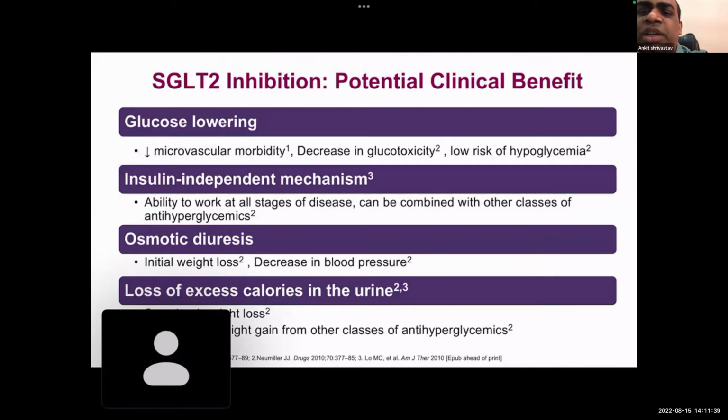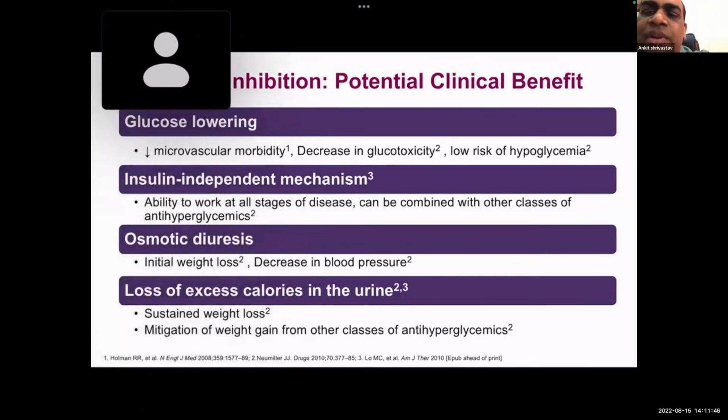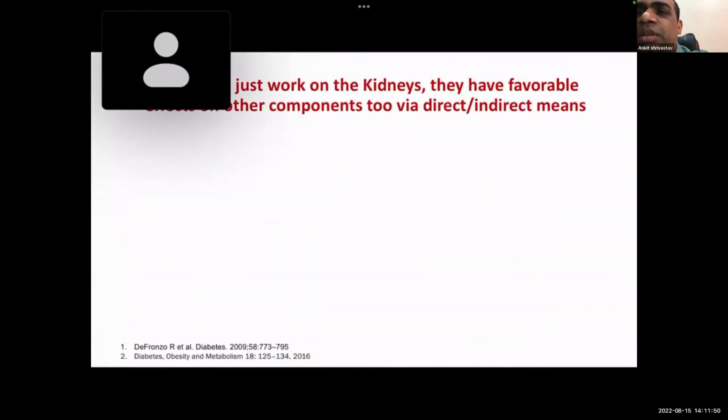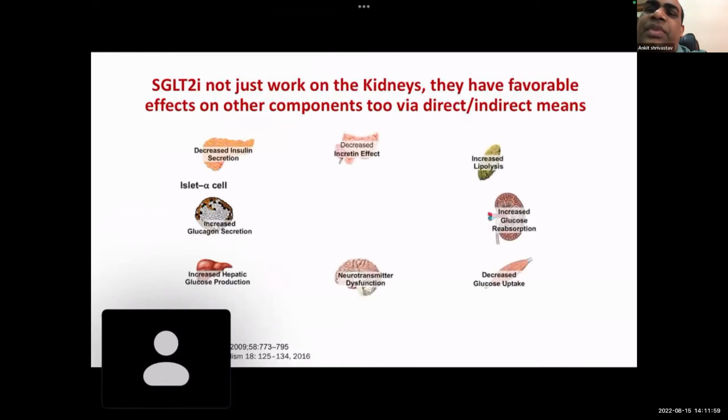If you look at the osmotic diuresis, there is initial weight loss and decrease in blood pressure. With loss of excess calories in the urine, there is sustained weight loss and mitigation of weight gain from other classes of antidiabetics. Dapagliflozin doesn't just work on the kidneys but has a favorable effect on other components too via direct or indirect means. We all know if you look at the ominous octet, it has effects everywhere.